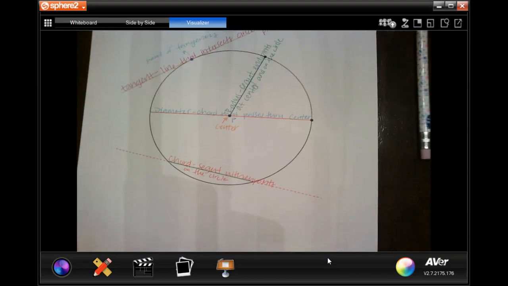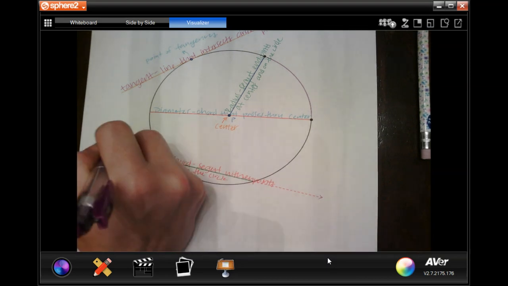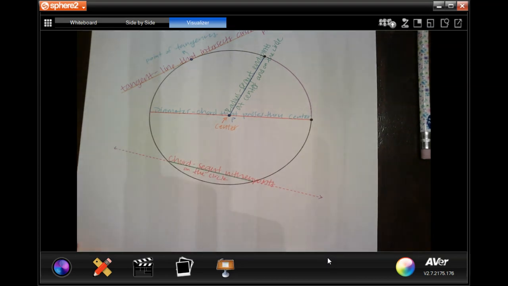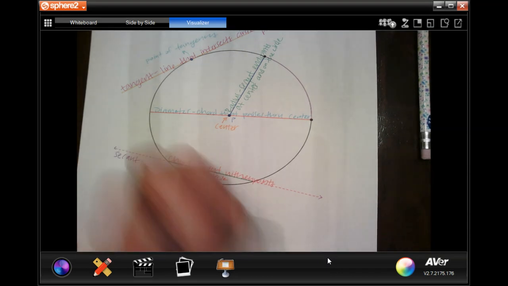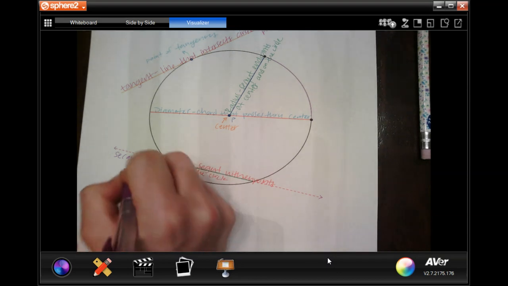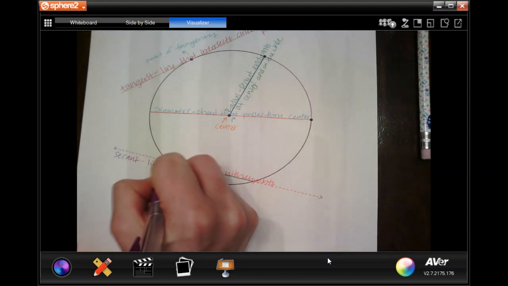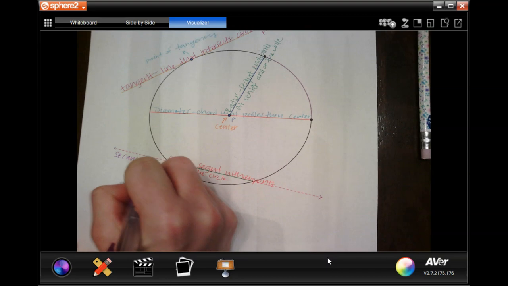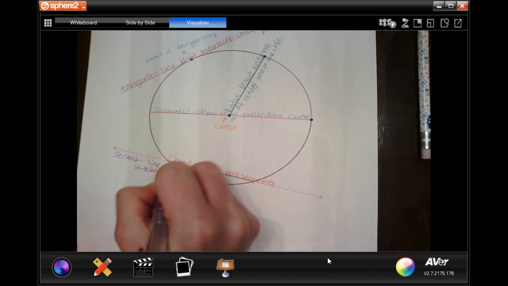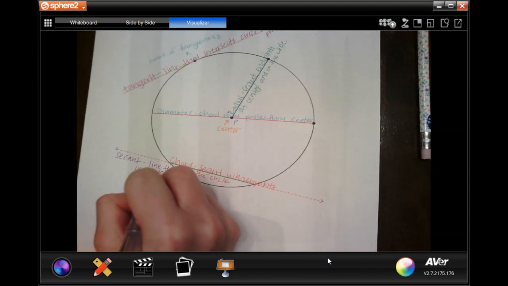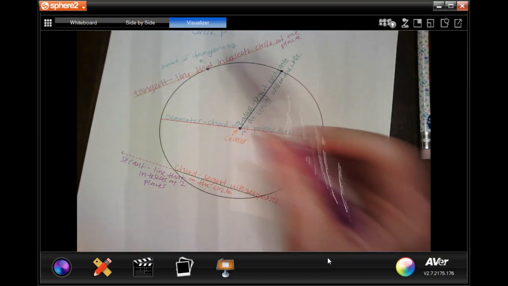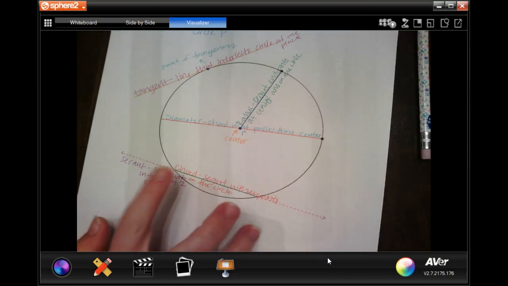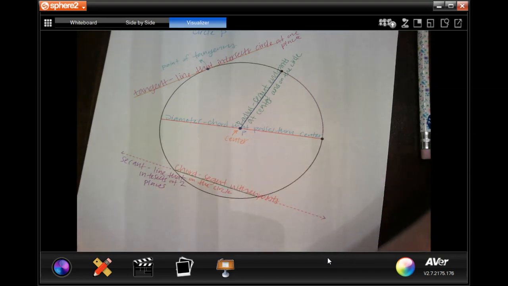Another line is this one right here. This chord, if it kept going outside the circle, then that one would be called a secant. And that would be a line that intersects at two places. So see, the tangent just intersects at that one point, but the secant crosses the circle twice.